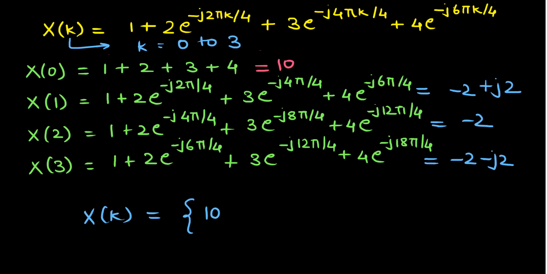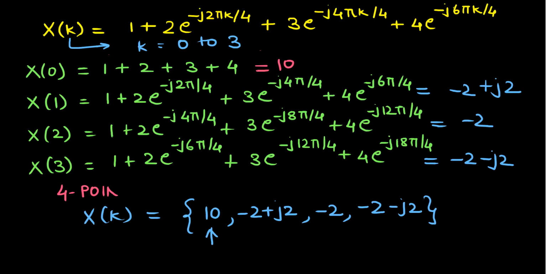So therefore, the sequence for x of k that we obtain is given as 10, which is located at k equal to 0, then minus 2 plus j2, then minus 2, and minus 2 minus j2. So this is the 4-point DFT. So this obtained sequence is the 4-point DFT of x of n.